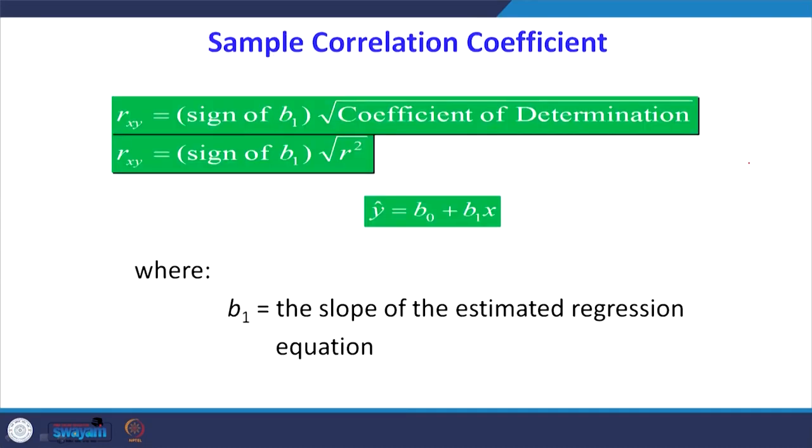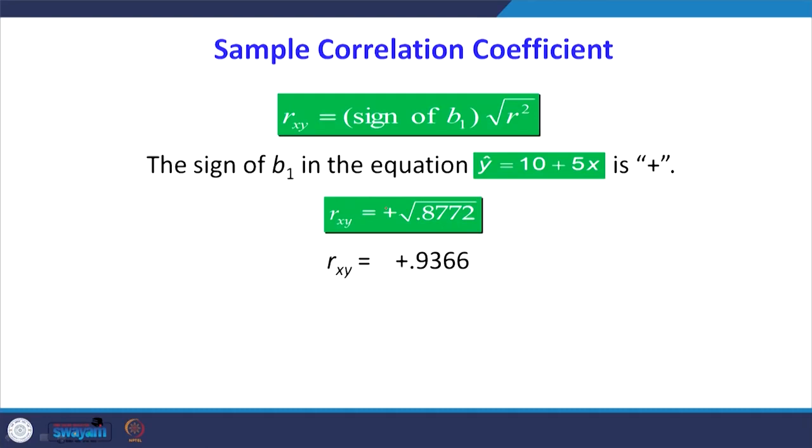Okay. From R square we have to find out the r, that is the correlation coefficient. The sample correlation coefficient r_xy equals the sign of b1 times the root of the coefficient of determination R square. What is b1? That is the slope of the regression equation. In our problem it is y equal to 10 plus 5x. So, the sign is plus, and the root of 0.877 is your correlation coefficient.